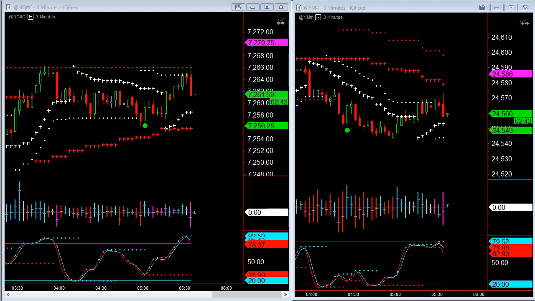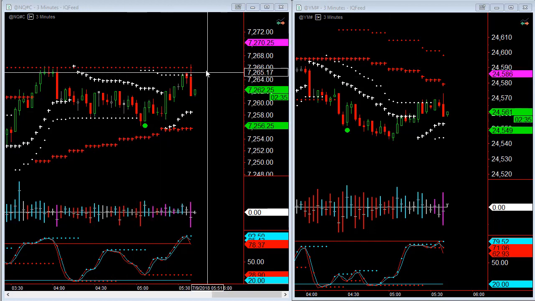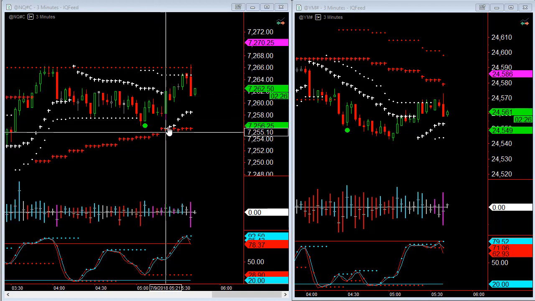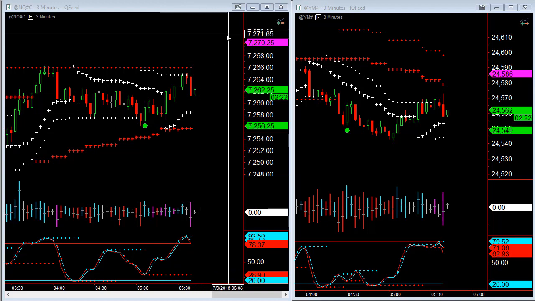I just wanted to go over the indices futures. Right now I'm looking at the NASDAQ and the Dow, and you can see that it's tested the red dots. It did manage to flip the ATR from white above price to white below price, so that tells me there is a potential for this market to go up.